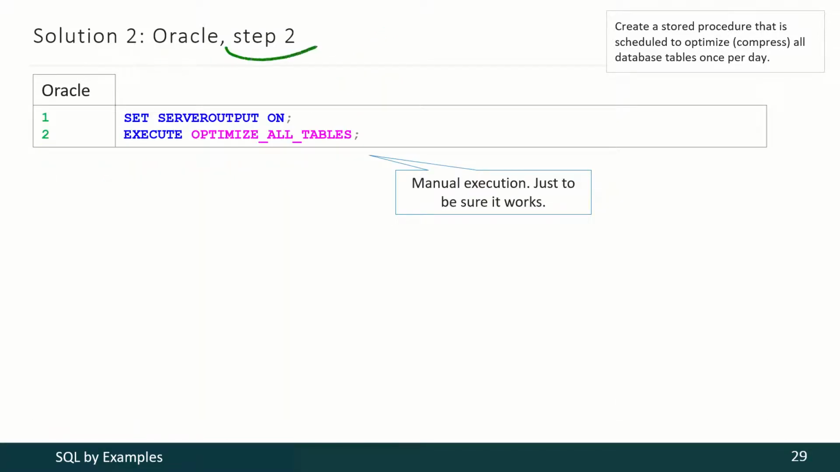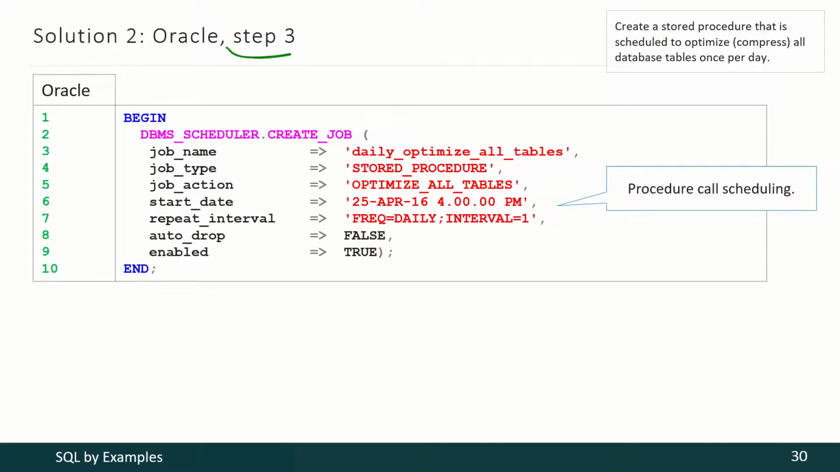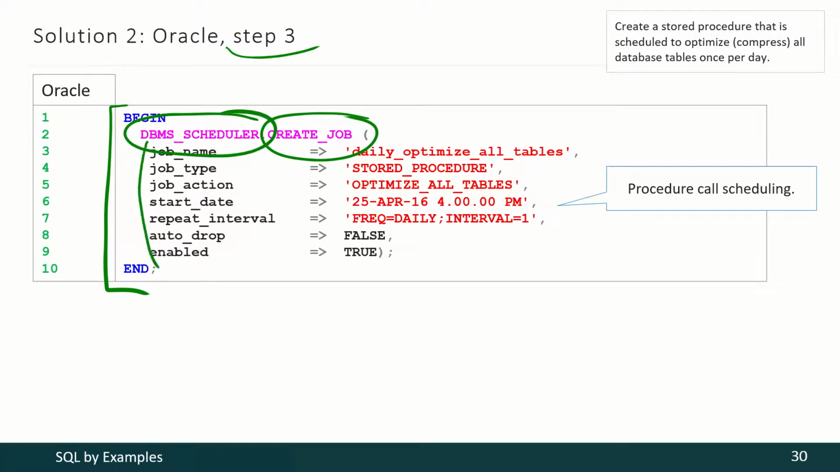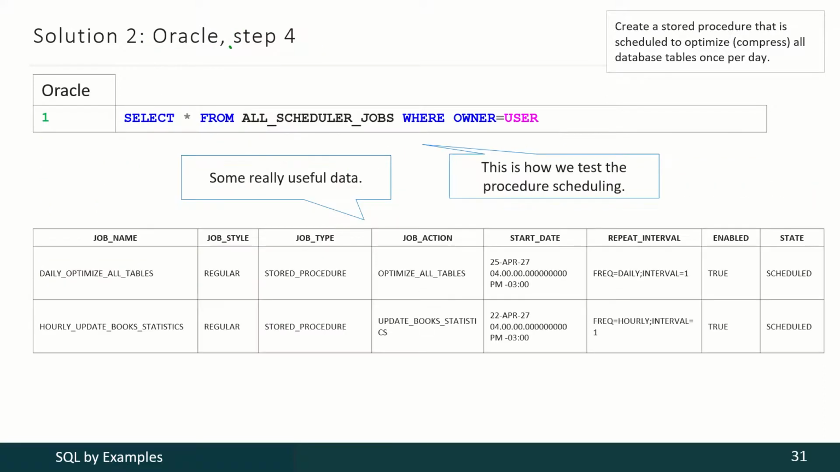As usual, on the second step, we have to execute our procedure manually just to be sure that it works. Then on the next step we have to schedule our procedure execution. We have to create a job on the DBMS scheduler, and you may find details about that syntax in the official DBMS documentation. Finally, we have to check the scheduler status, and we may achieve that by executing such query.